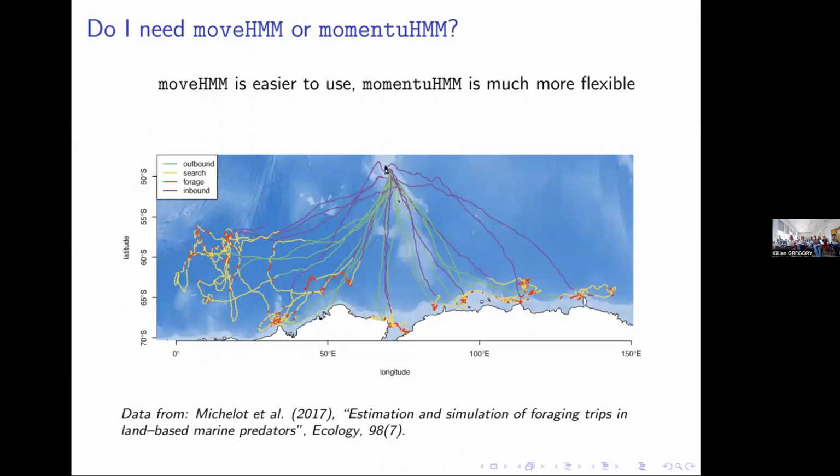So if I had one statement to make between the two packages, moveHMM is easier to use, but momentuHMM is way more flexible. If you have a very simple problem and you just have two states and maybe a couple of state transition covariates, moveHMM is just fine. But if you have spatial covariates or other data streams, momentuHMM would be more accommodating to including all those different data types.